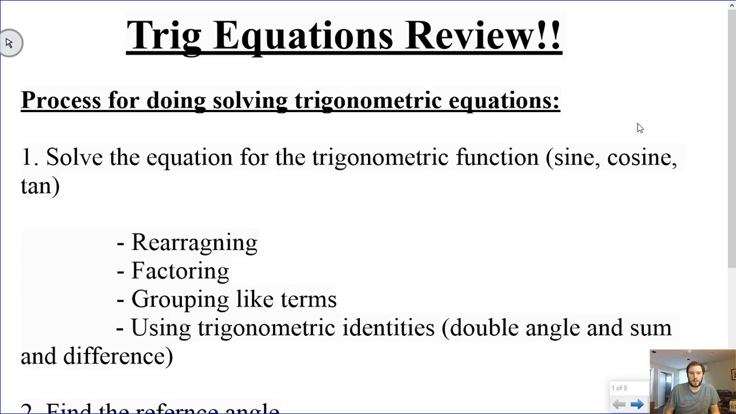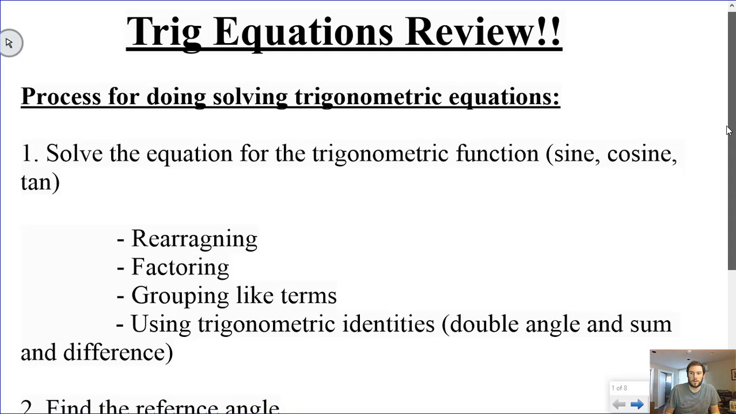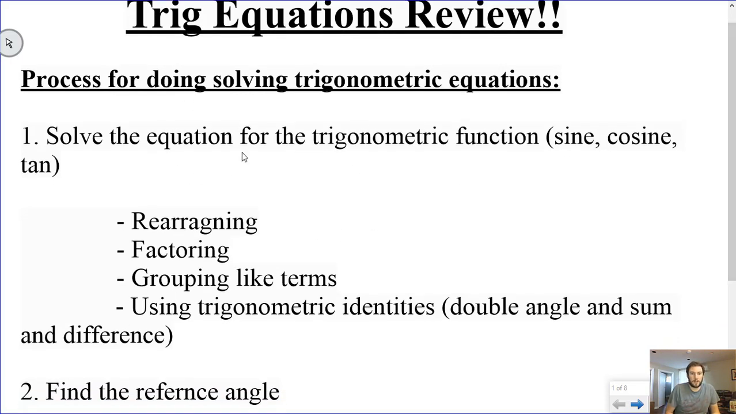When you want to solve a trig equation, there's a couple things you need to think about. Step one, you have to solve the equation. So you have to think about, is this supposed to be a quadratic? Is it supposed to be linear? Is there some kind of factoring I need to do? Do I need to group like terms? And so on. You've got to think about how you're going to solve the equation.